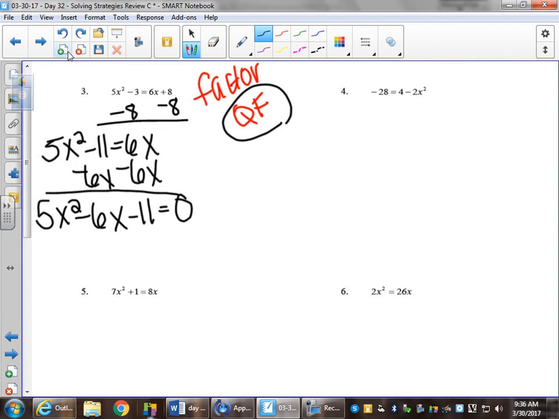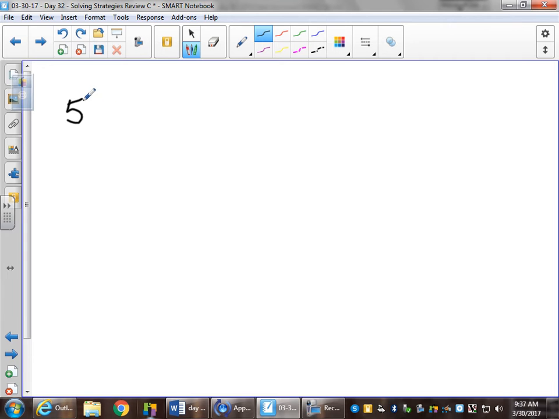Because I write huge and I can't control it, if you guys need to get another piece of paper, you can do so. I'm going to add a page and just rewrite this. So we have 5x squared minus 6x, minus 11. And we chose to solve using quadratic formula.